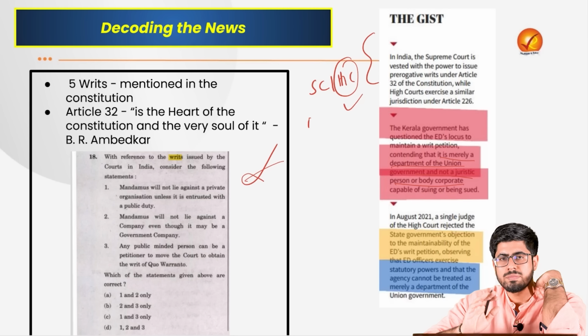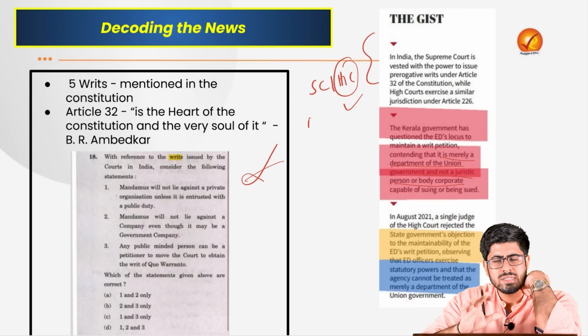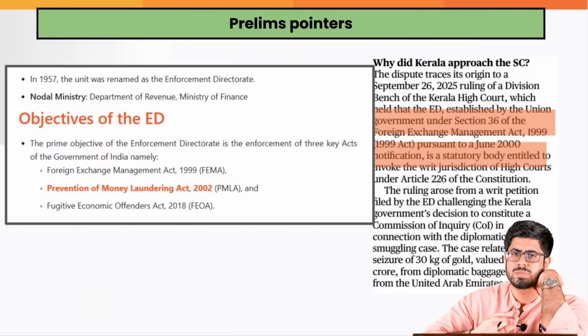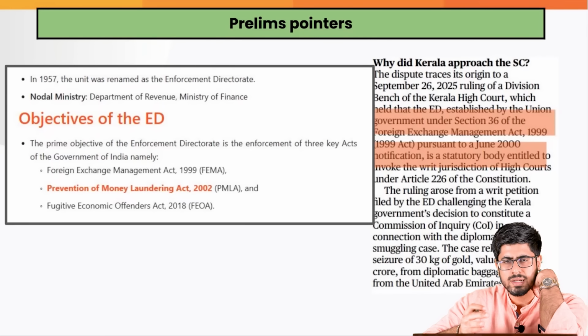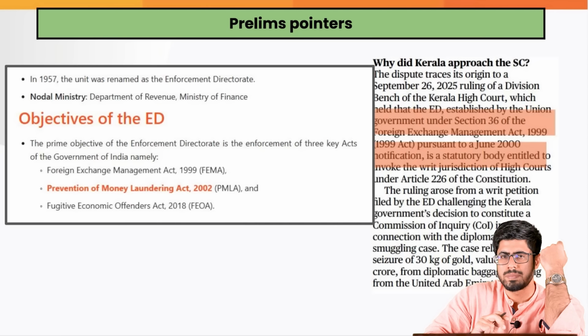In our constitution, they have mentioned 5 kinds of writs: prohibition, mandamus, certiorari, quo warranto, habeas corpus. What these different kinds of writs are and what their impact is, we will discuss. But let's first discuss briefly the ED, the Enforcement Directorate. It is a statutory organization, as has been contended in this petition as well.